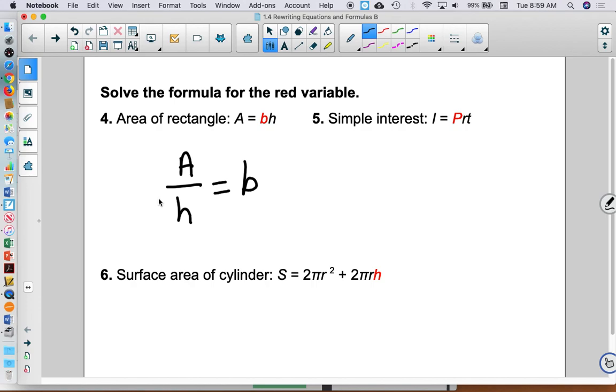So to change the simple interest, somebody tell me, have you done number 5? Has everybody done 5? Do it real quick. These we should be able to get through really quick.